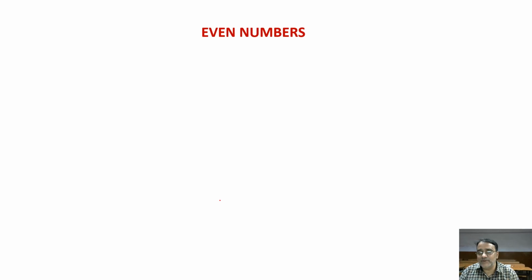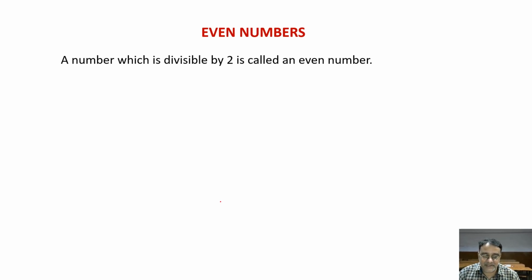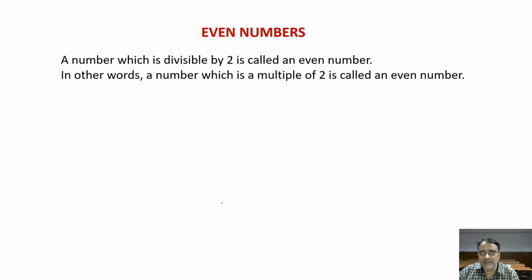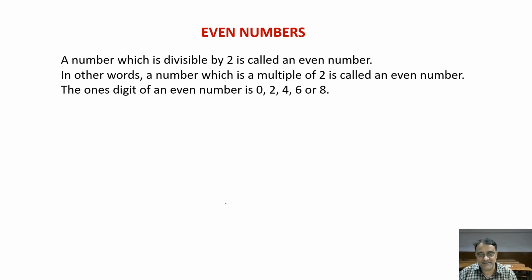जो 2 से डिवाइड होता है उसको इवन नंबर्स बोलते हैं. A number which is divisible by 2 is called an even number. In other words, a number which is a multiple of 2 is called an even number. The ones digit of an even number is either 0, 2, 4, 6 or 8.